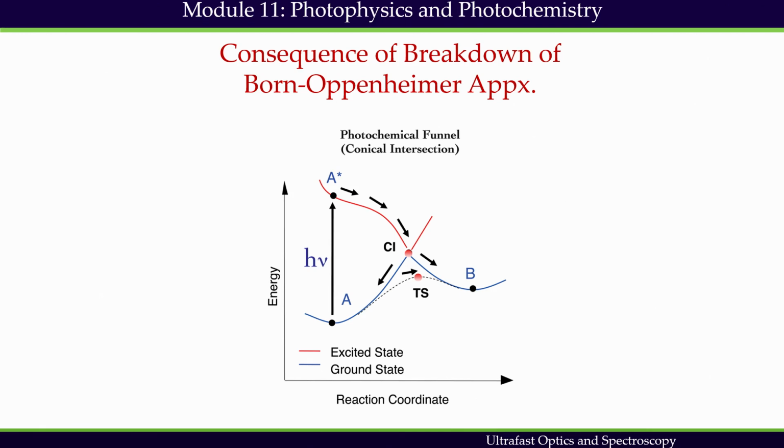So, what does it mean by adiabatic Born-Oppenheimer approximation? We have, let us say, a number of electronically ground and excited states. So, this is the ground state and these are electronically excited states.